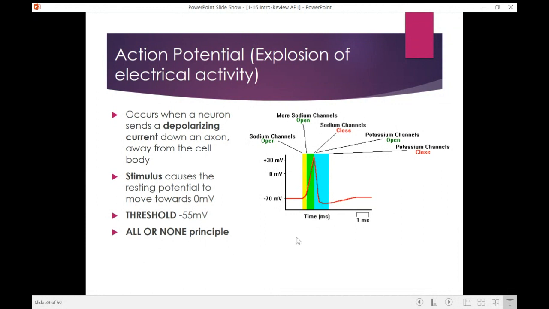This again is an all-or-none principle, meaning that if I don't hit threshold, I can't open the rest of these channels. If I don't hit threshold and open up the rest of these channels, then I'm not going to go. But once I start going, I can't stop it until I do the whole cycle.